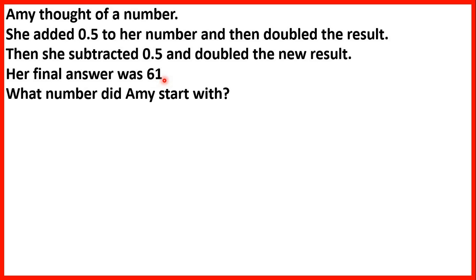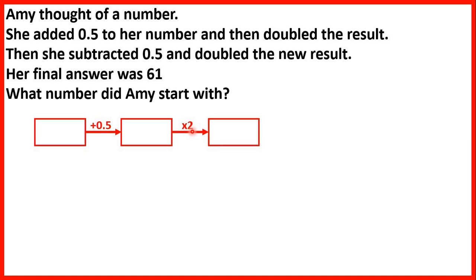So this is a working backwards question. They've given us the number at the end and we need to work out the number at the start. So what we can do is draw a diagram to show what happened. She thought of a number, she added 0.5 and then doubled the result, so double means times 2.